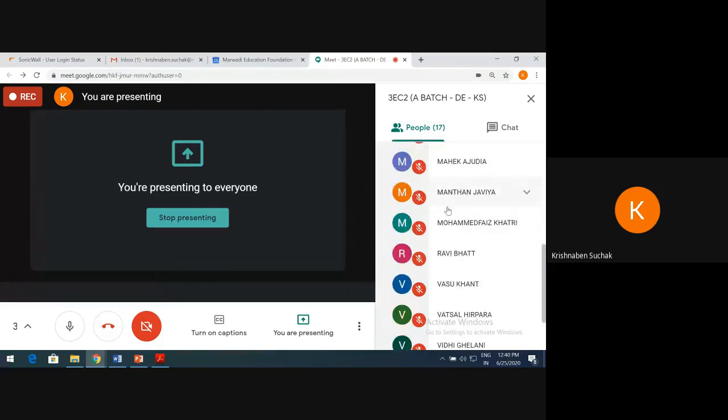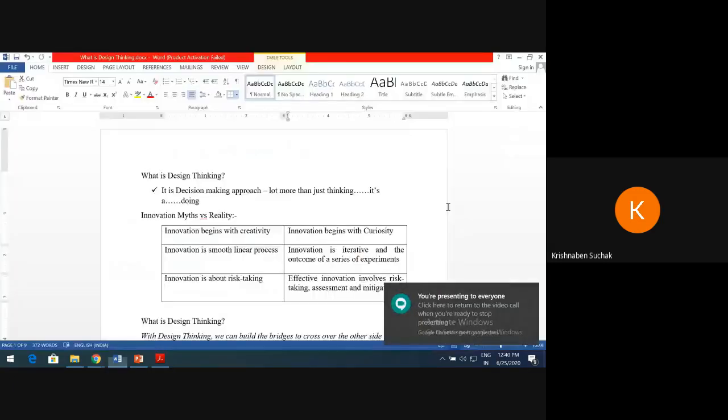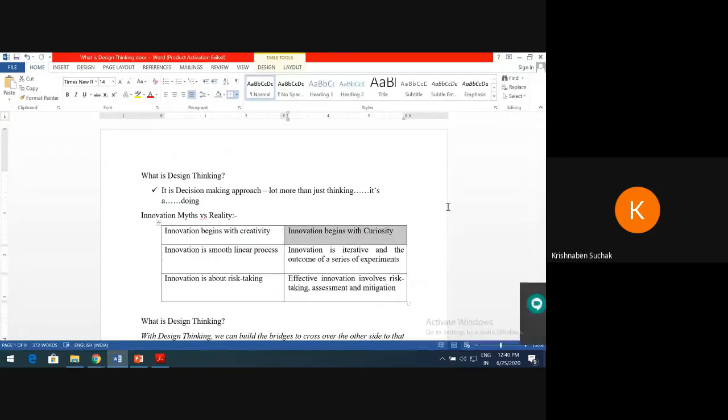Manthan, what do you mean by iterative process? No idea, ma'am. Okay. So iterative process is repeating some process in a repetitive cycle, doing something repeatedly that brings you some result, some output. That is iterative.